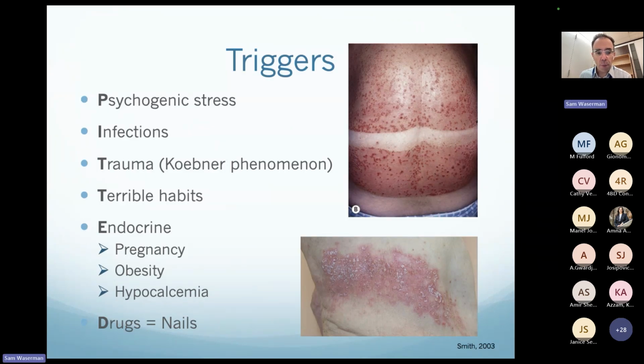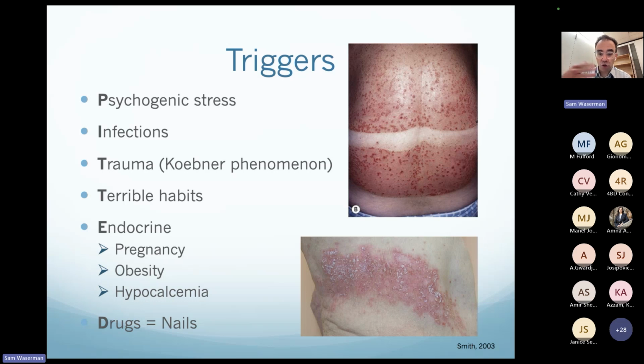So if you're like me, you still operate with mnemonics, but you can't seem to remember comprehensive lists. Most of those mnemonics are not really worth very much. This is a very good one, or one at least that I think is very good, for triggers for psoriasis. The mnemonic is PITTED NAILS. So: psychogenic stress, infections, most commonly HIV, strep pharyngitis, impetigo, trauma, the Koebner phenomenon.